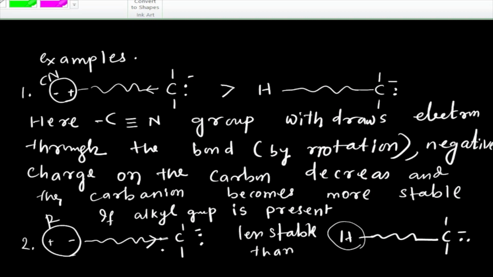That means what is it doing? Electron density increases, because from this R it is moving towards the carbanion. So electron density increases on the carbon, so it is less stable than simply hydrogen attached to the carbanion. Is it clear? If CN group is attached, it withdraws electrons from the carbanion. If alkyl group is attached, the alkyl group donates electrons towards the carbon with negative charge, and the electron density increases. If it increases, it becomes less stable.